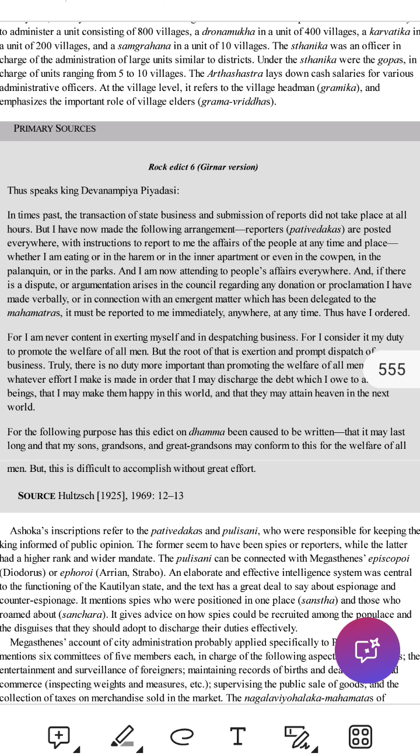6. What if there is an argument? Ashoka also says that if there is any disagreement or argument about something important, like a donation he made, a rule he announced, or any urgent problem, something that needs to be solved quickly, it must be reported to him right away, no matter where he is. Example?